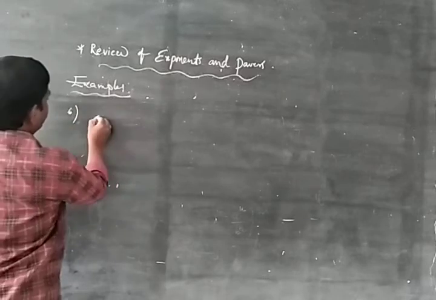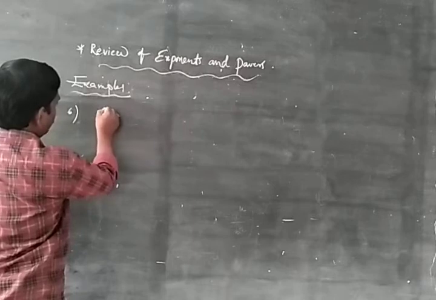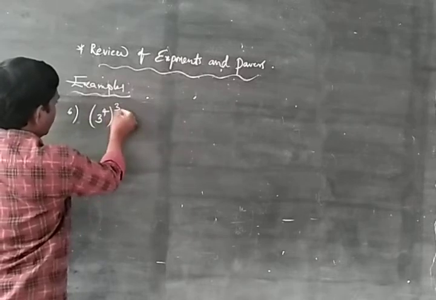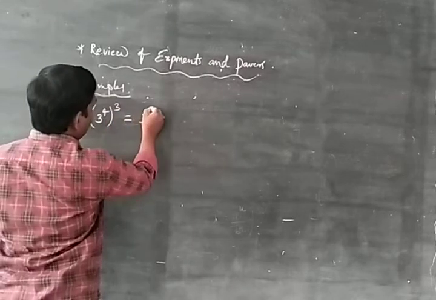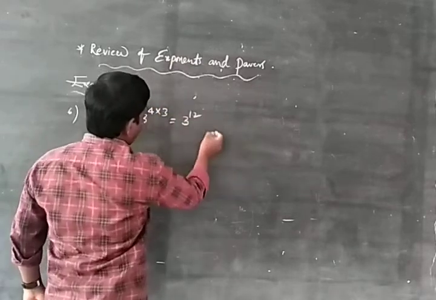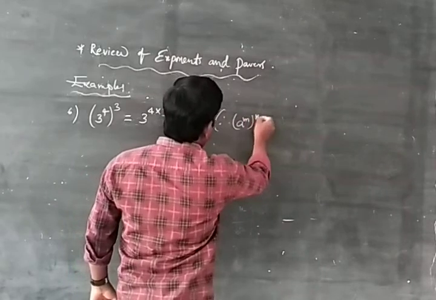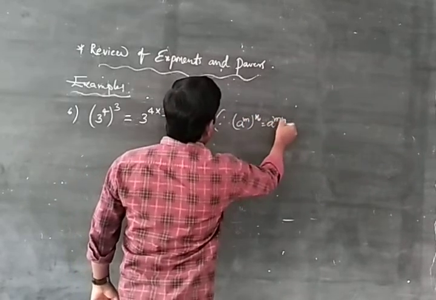Sixth one, (3 power 4) whole cube equal to 3 power 4 into 3, that means 3 power 12. That is (a power m) whole power n equal to a power mn.